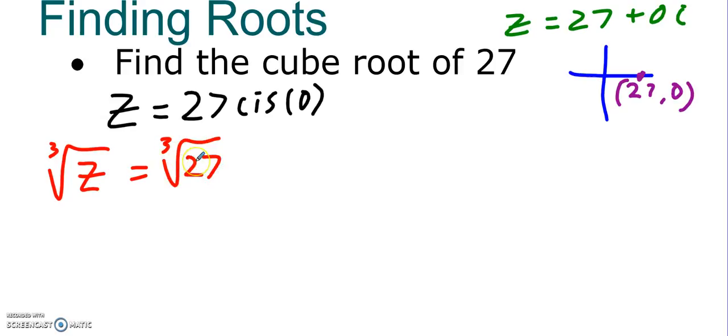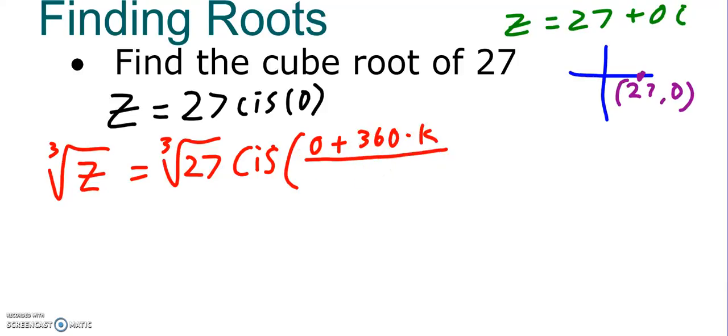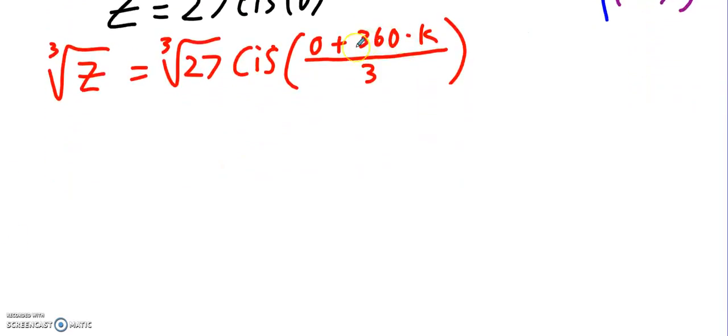Now, when we're saying this cube root here, we're doing the principal root. And then it's going to be CIS of 0, because that was my theta, plus 360 times k over 3. So I need to actually figure out what are each of these 3 roots. And I know that there should be 3 roots because I'm doing a cube root. So now I'm going to actually split this up into its 3 different roots.